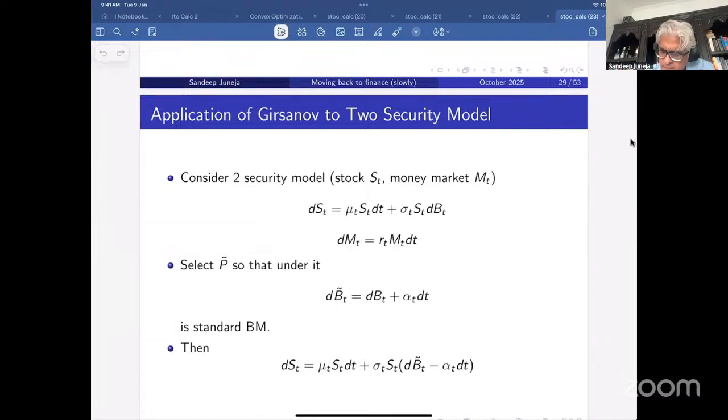Okay, right. So this is the kind of change of measure that's allowed to us by Girsanov. So we plug that in here instead of dB_t. And then we see that if we choose alpha_t to be (mu_t minus r_t) by sigma_t, and the only condition we need for that to work is that sigma_t should be strictly positive, then indeed under the new change of measure, the stock price has the same drift as the risk-free security.